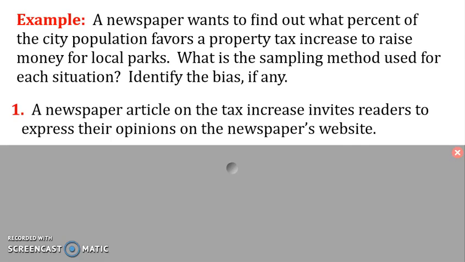Fun. All right, next up, a newspaper wants to find out what percent of the city population favors a tax increase to raise money for local parks. What is the sampling method used for each situation? Identify the bias, if any. So maybe there is no bias, maybe there is. We got to find out.